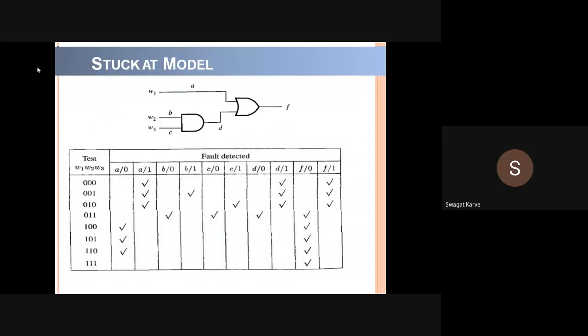Then the output of this AND gate is connected back to that OR gate. Means there is one connection, or there should be one connection. So we will take it as D. And finally, F is the output port, output connection.